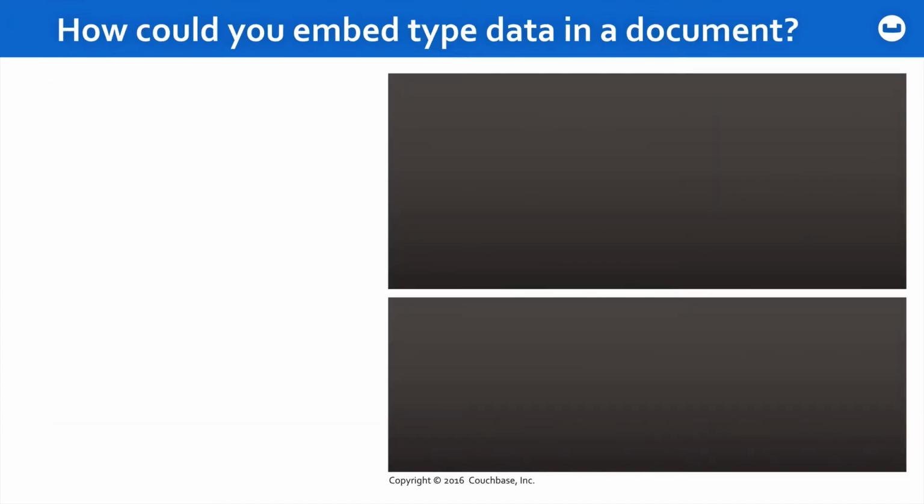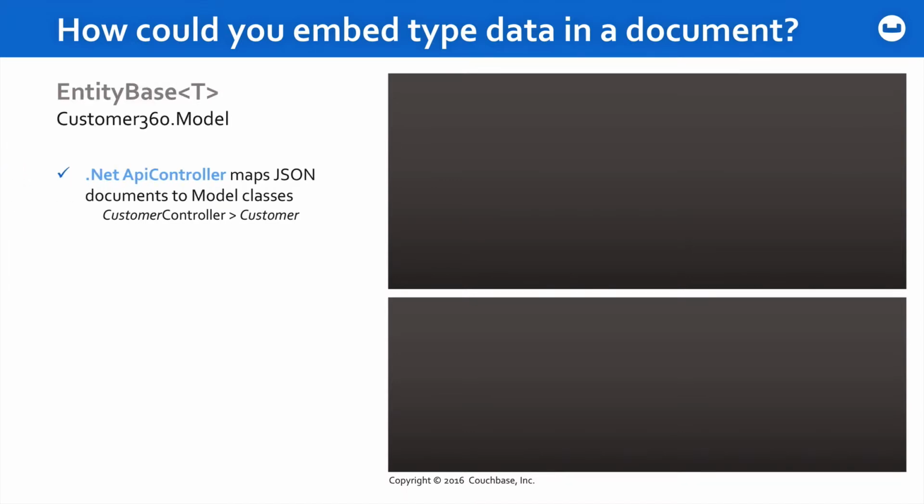So how would you go about embedding data type in a document? Well, it's code. There's a million ways to do it. The way we're modeling it here is within the data model that we're developing in the code. We're basing everything off of an entity base. And we've seen already how the .NET API controller class maps our JSON documents to their corresponding model classes based on this relationship between the controller and the model.